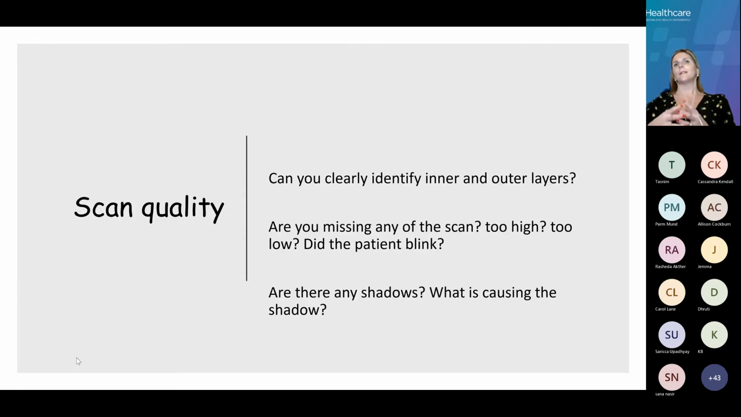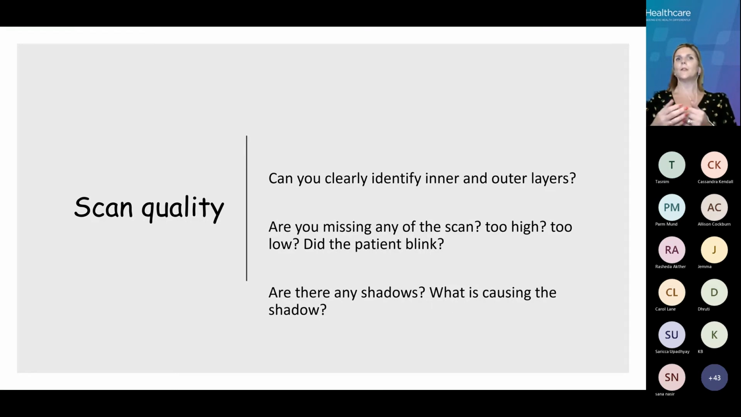Now, if we think about scan quality, why would we be looking at it? What is it that's important about the scan quality that's going to have any impact on my interpretation? Well, if I've got a grainy scan, then how can I interpret that image properly? Because if it's grainy, one, I need to know why it's grainy. Secondly, I want to see if I can clearly identify inner and outer layers so I can start to look at the structure. And if I can't, then there could be missing data and I might not be seeing the full story for that patient.